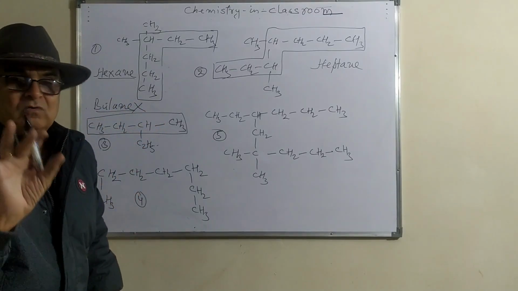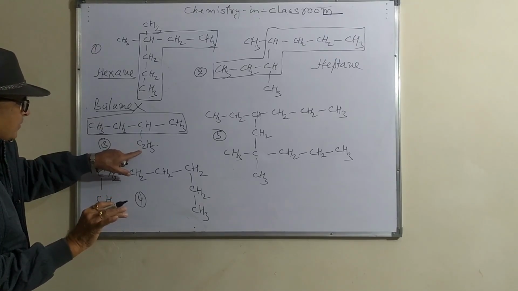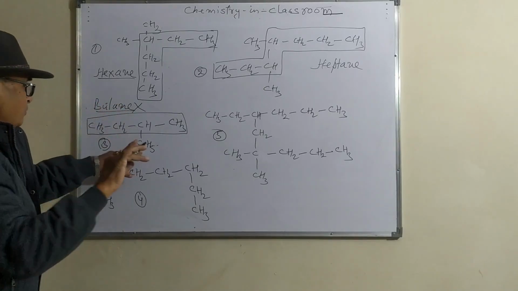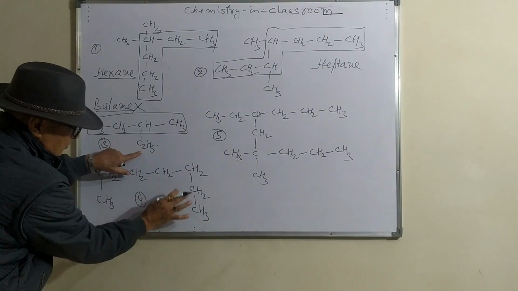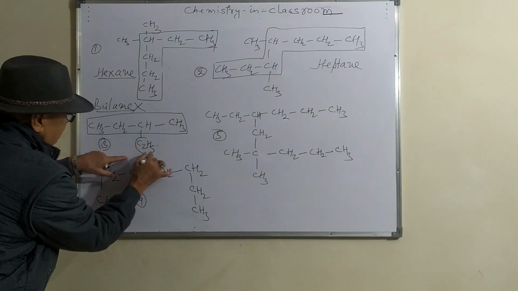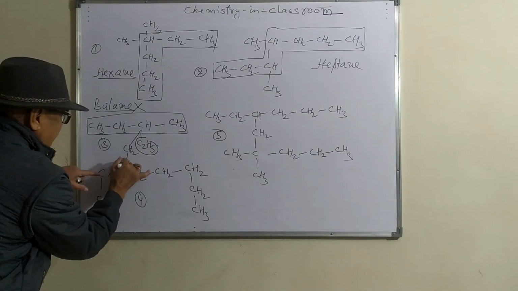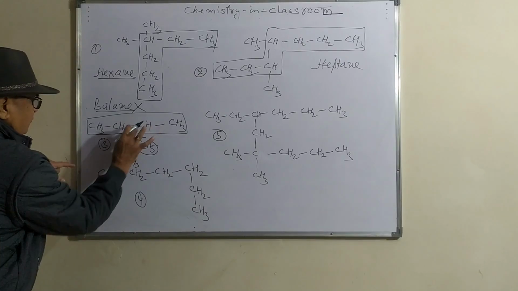It is wrong because I have written here C2H5. It is the condensed form of the ethyl group. So you should write this C2H5 in this way, CH2, CH3. If you write this in this way, CH2, CH3, then the numbering is 1, 2, 3, 4, 5.